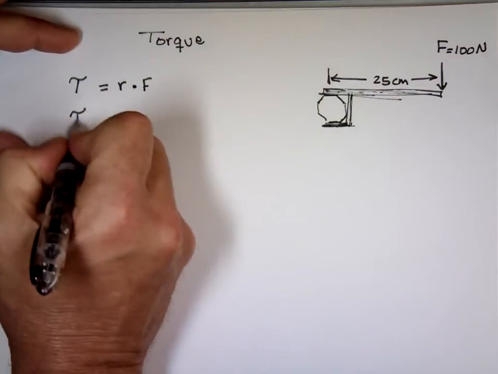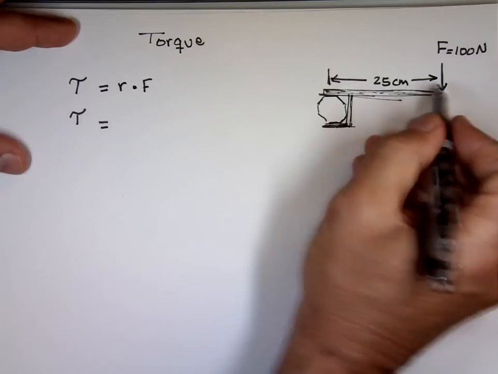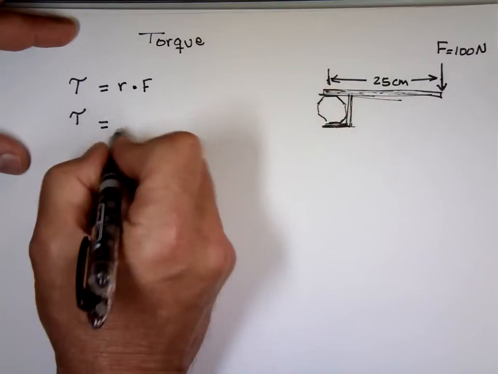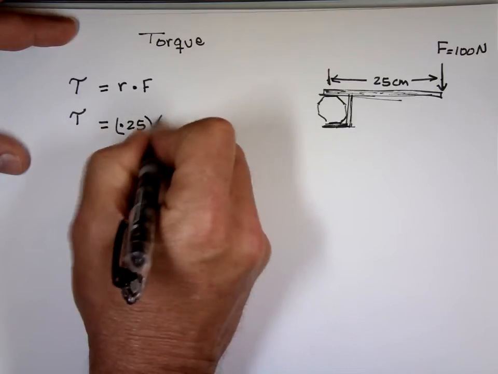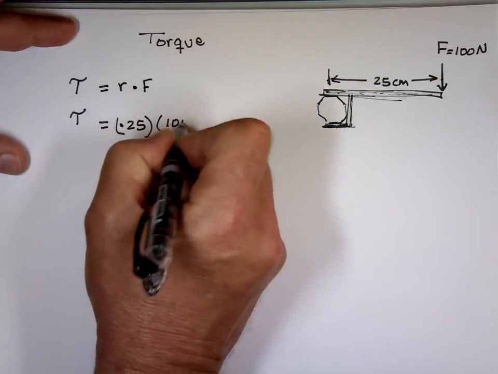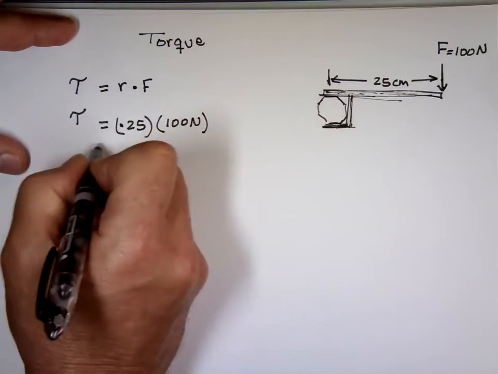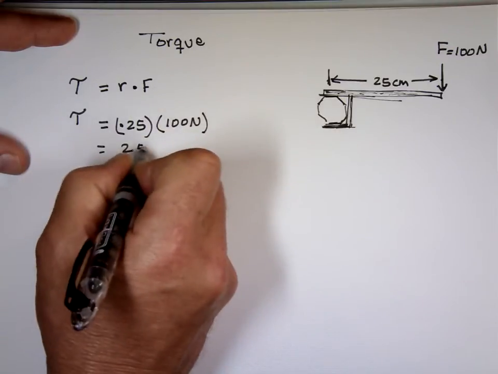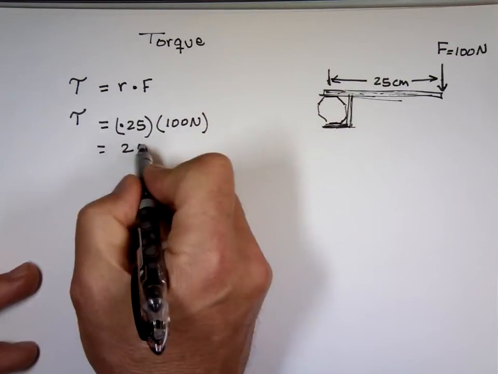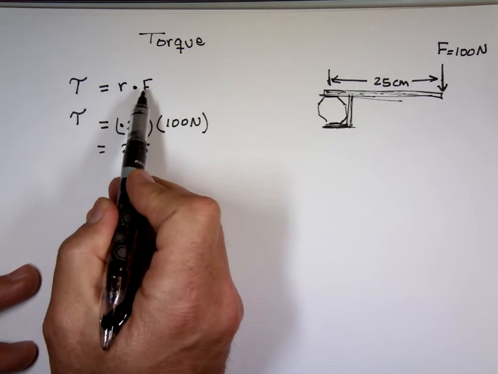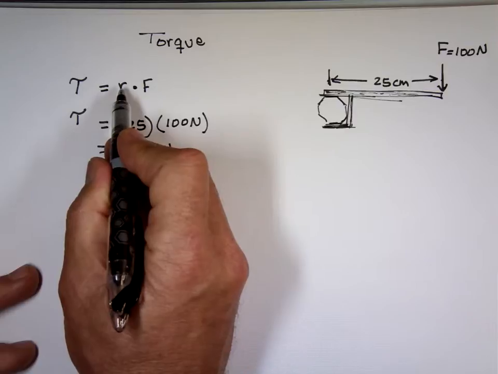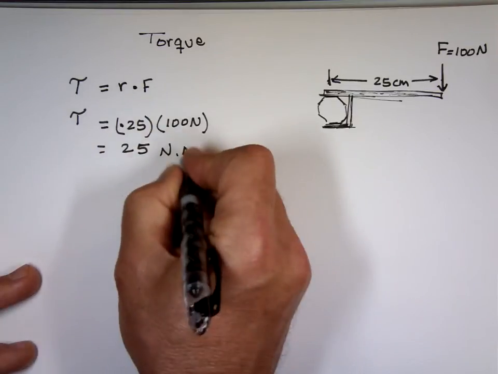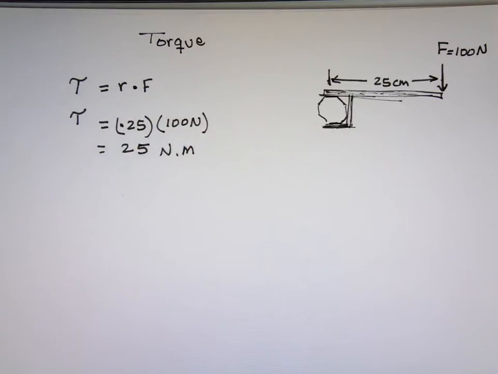The torque is going to be R, which is the distance from here to there, that's 0.25, times the force, which is 100 Newton. When you multiply, that's 25. And the unit for torque, let's think about this. What is the unit for force? Newton. What's the unit for the radius? Meter, Newton meter. The torque is 25 Newton meter.